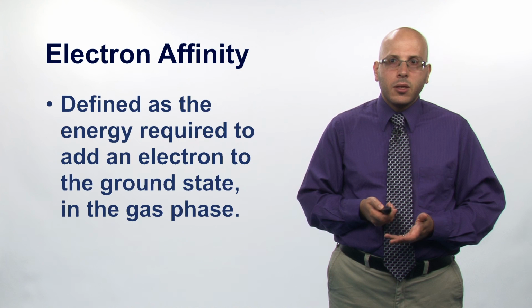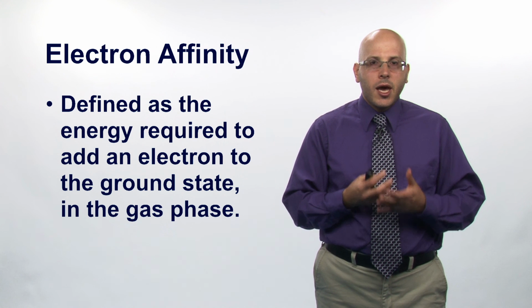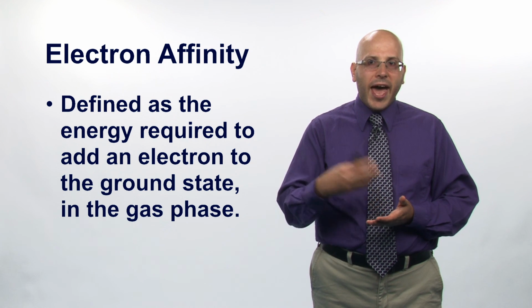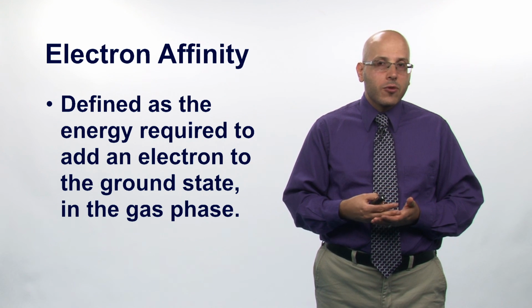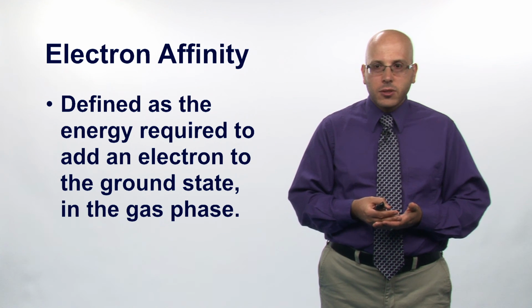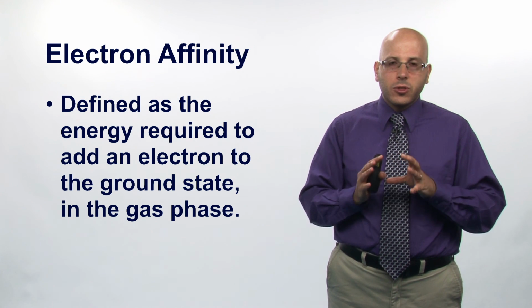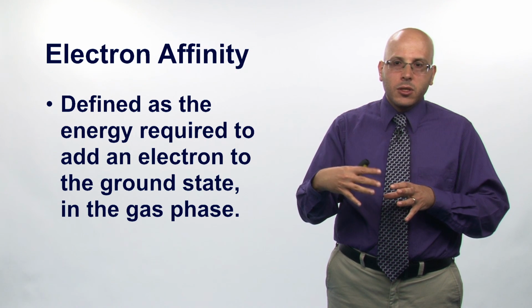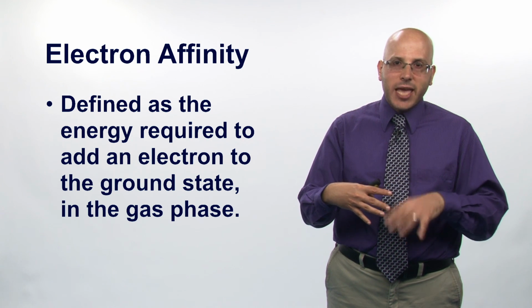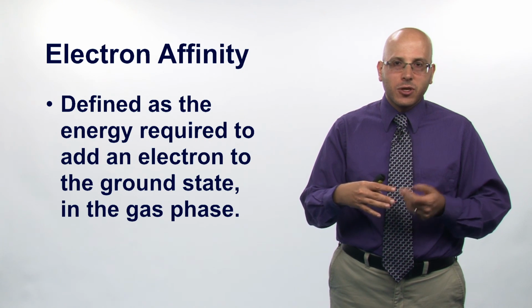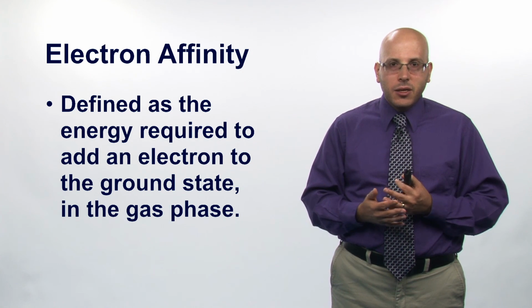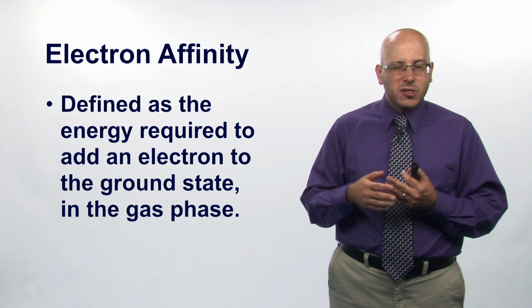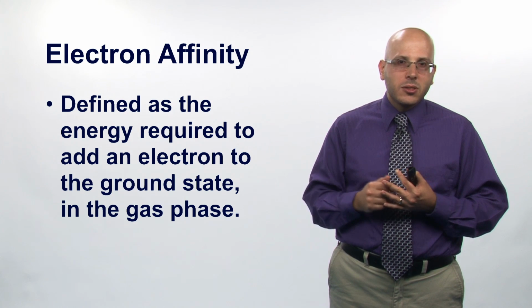Electron affinity is basically defined as how much energy do you need to add an electron in the ground state in the gas phase. Okay, and so we're going to start with a certain element in the periodic table and add an electron to it. So it forms an anion. So it's going to have a negative charge instead of a positive charge. Okay, it's not exactly the same as ionization energy, but it's related or similar to ionization energy.